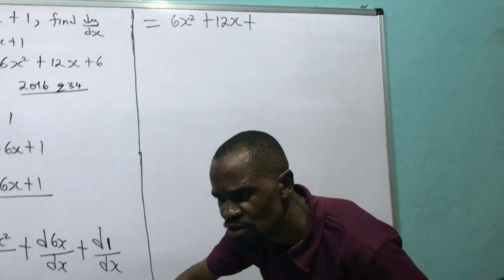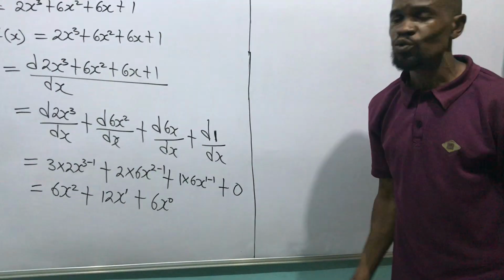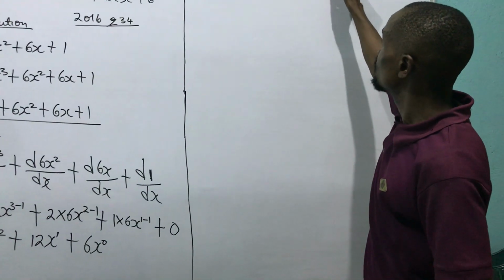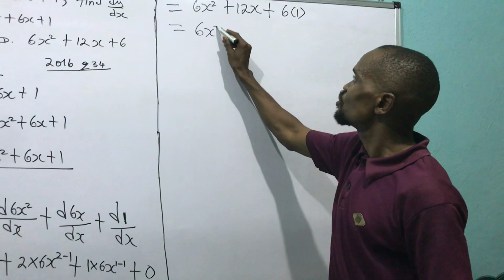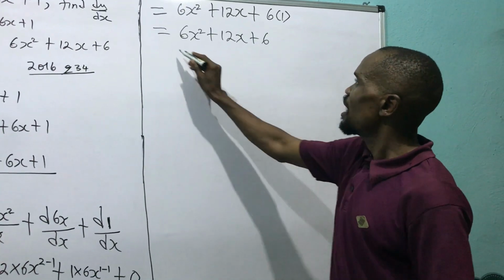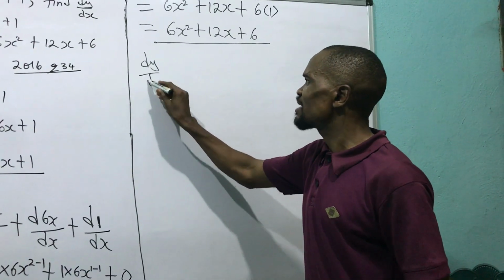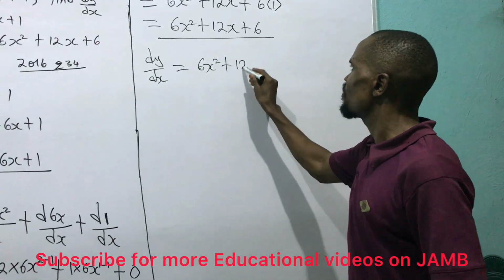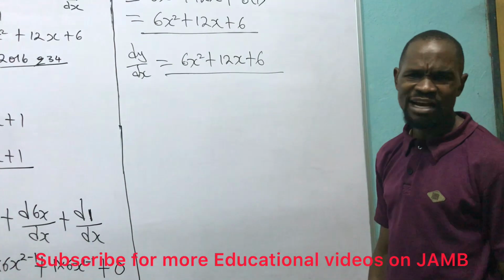Come down here, look at here. This is x raised to the power 0. Anything raised to the power 0 is 1. Anything raised to the power 0 is 1. That gives me 6 times 1. And this will land me at 6x squared plus 12x plus 6. And that's my answer. It means that dy/dx is equal to 6x squared plus 12x plus 6. And that's the answer of that differentiation.